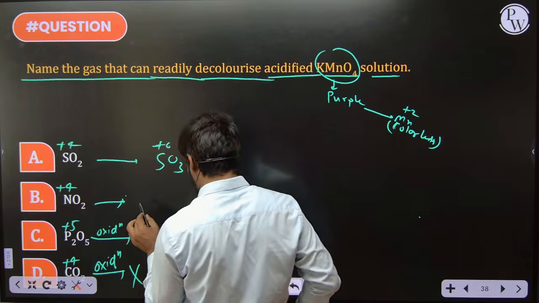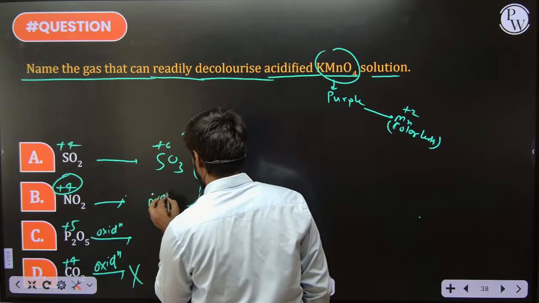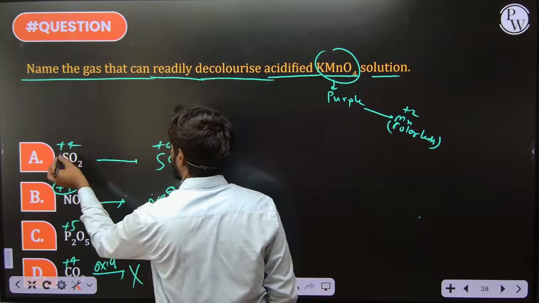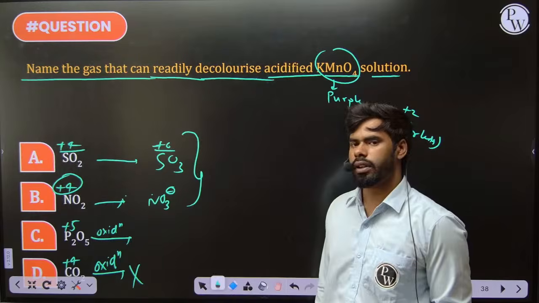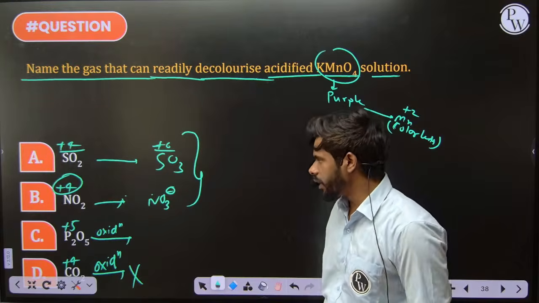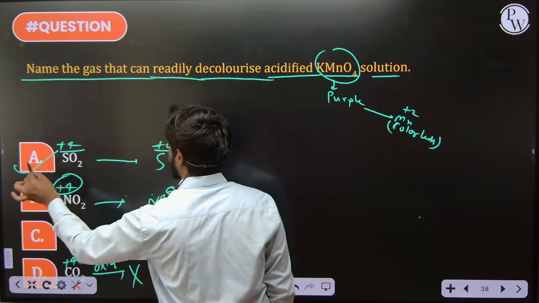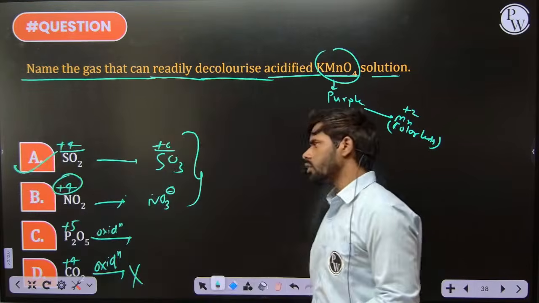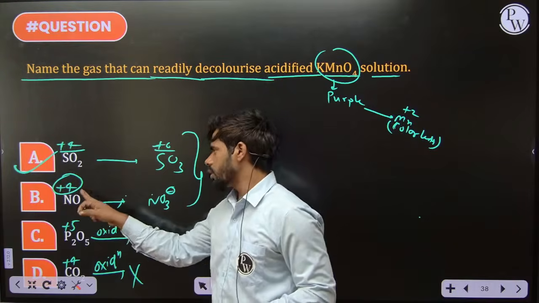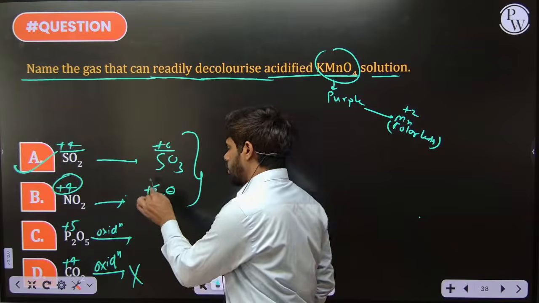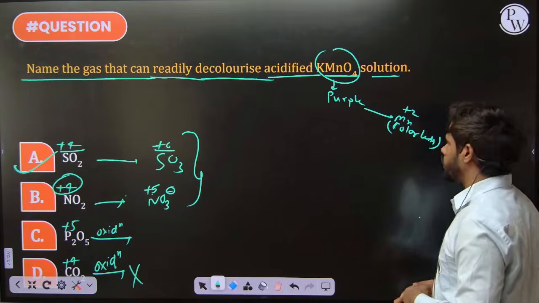But here we can say, here it is N in +5 oxidation state in NO3 minus, and here it is S in +4, going to +6. So which one is readily converted? SO2 will be easily converted to SO3, as in the case of nitrogen it is converted from +4 to +5. So SO2 will decolorize the KMnO4.